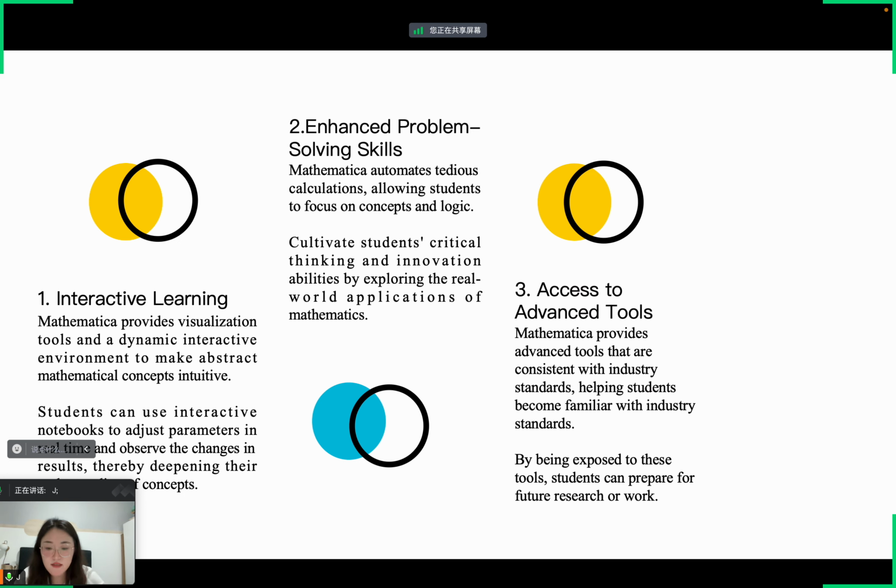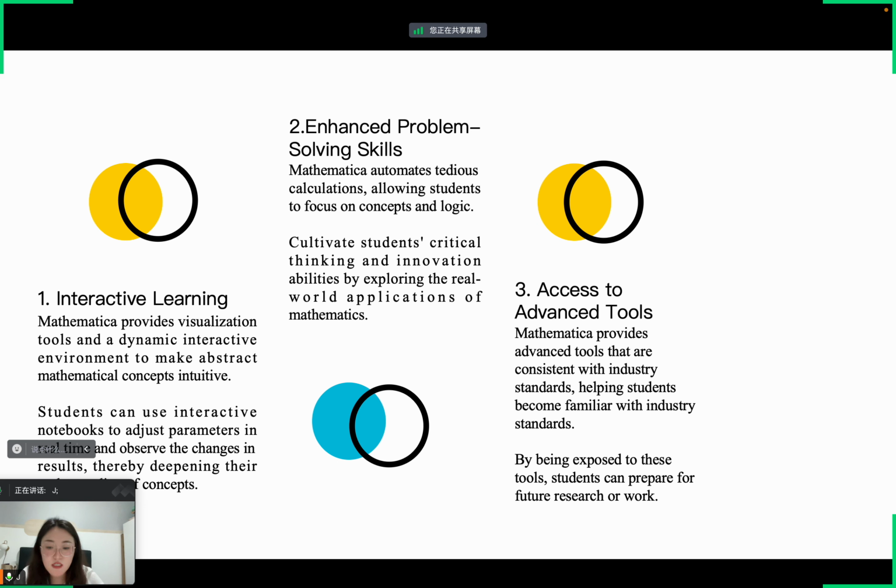The third point is access to advanced tools and exposure to the cutting edge of industry. You may ask, why do math students need industry-level tools? The answer is that Mathematica is more than just educational software. It's an everyday tool for scientists, engineers, and financial analysts. By learning Mathematica, students get early access to the most advanced methods and technology in the industry.